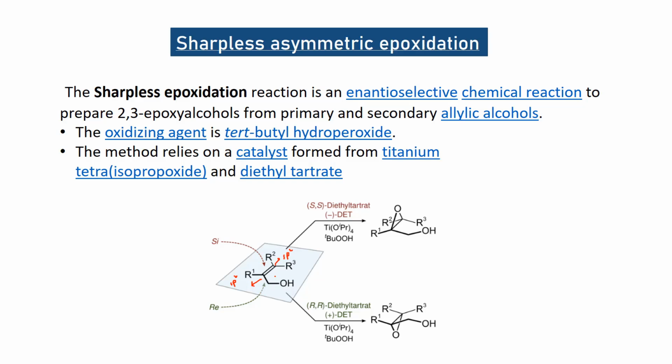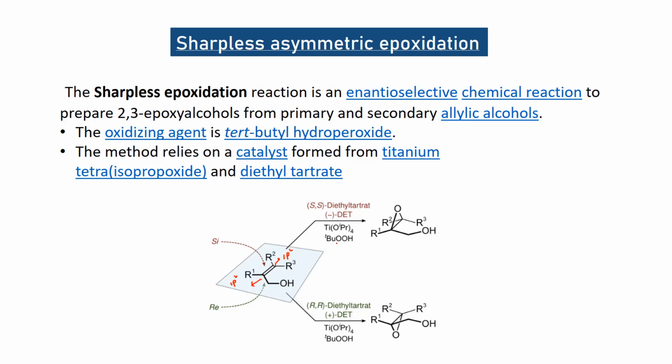So if you want to control the stereochemistry of the epoxidation of the double bond, Sharpless came out with this strategy. The Sharpless epoxidation reaction is an enantioselective chemical reaction to prepare 2,3-epoxy alcohols from primary and secondary allylic alcohols. By just changing the nature of the reagent, we can control the stereoselectivity of the reaction.